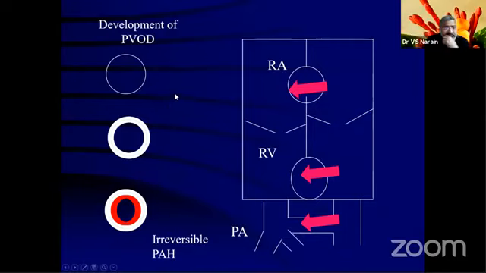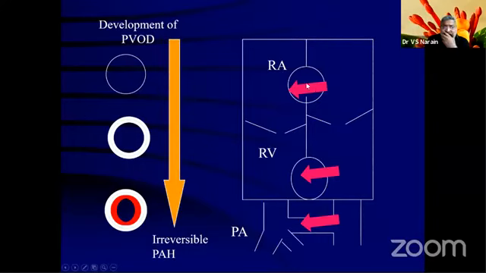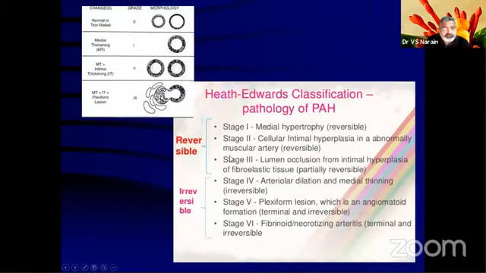Now, we know that once you have a left to right shunt, then there is a gradual development of pulmonary vascular obstructive disease. As long as the pulmonary vascular obstructive disease is not severe, the shunt remains left to right, whether it is part of a simple ASD, VSD, PDA, or a complex situation of transposition. And this is the Heath-Edwards classification, often asked in the examination.